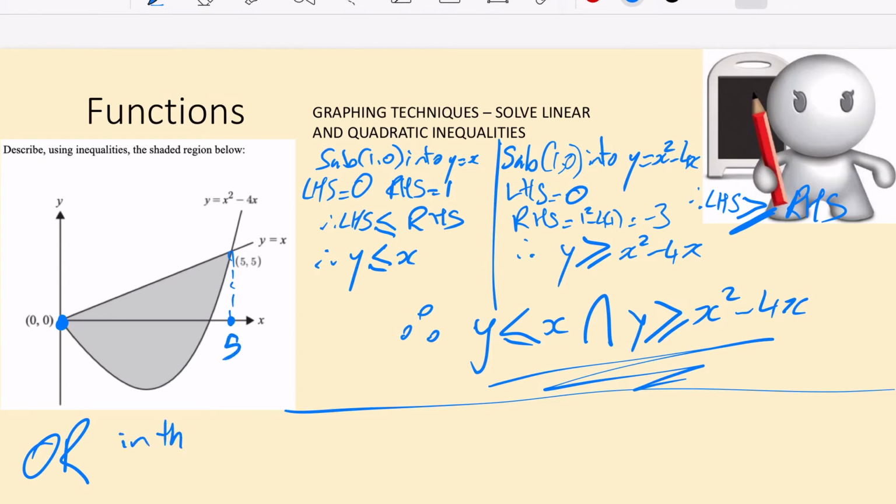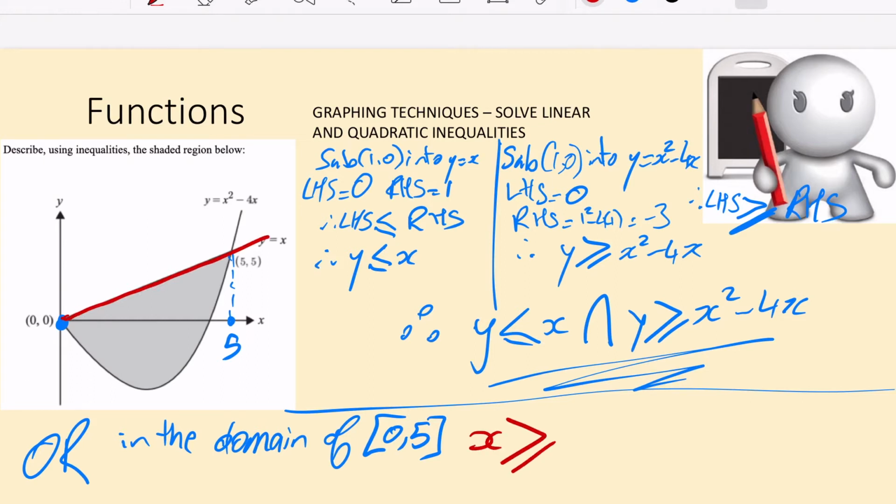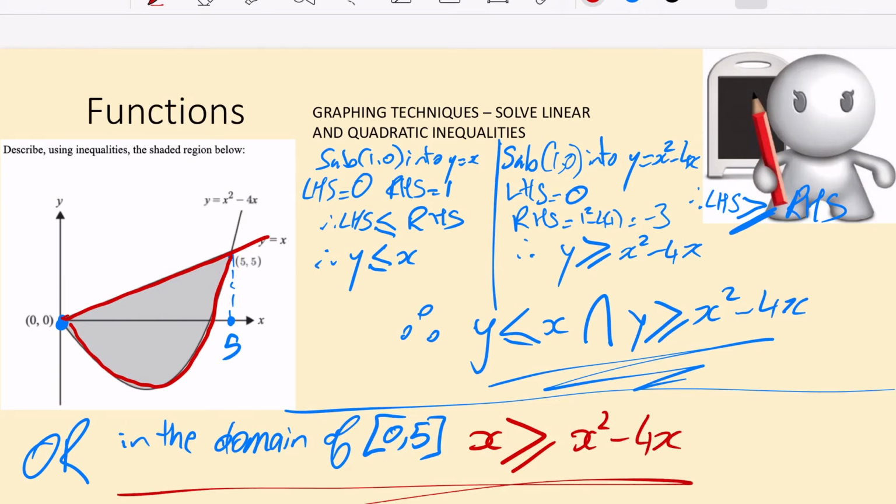In the domain of 0 to 5, including 0 and 5. Now the domain only talks about x values. This graph, y equals x, sits above this graph over here. So x is greater or equal to x squared minus 4x. And that is your alternate answer.